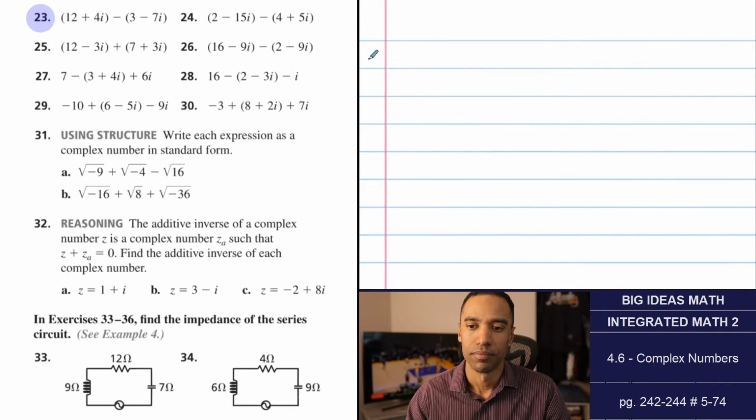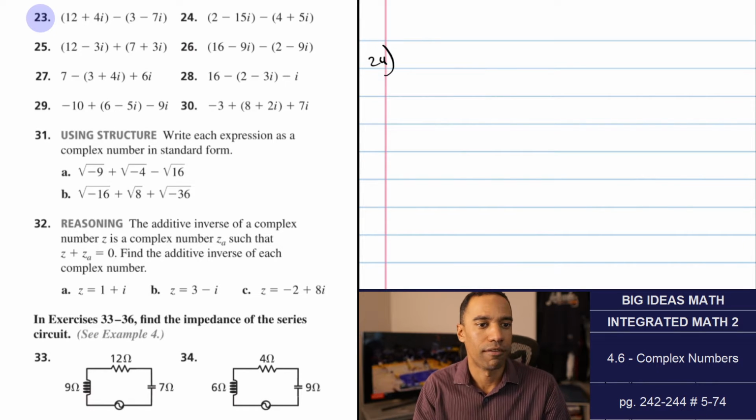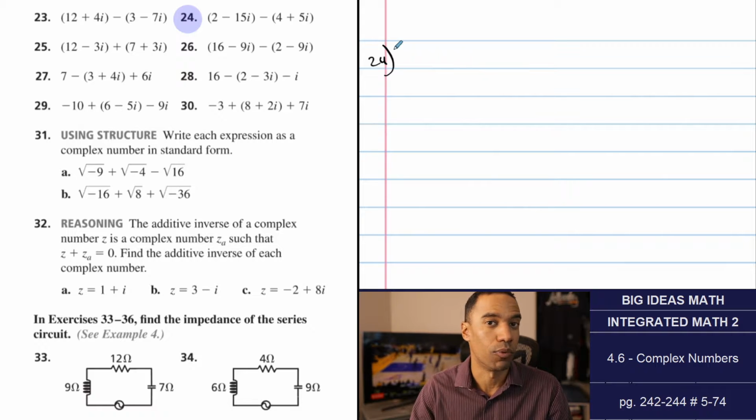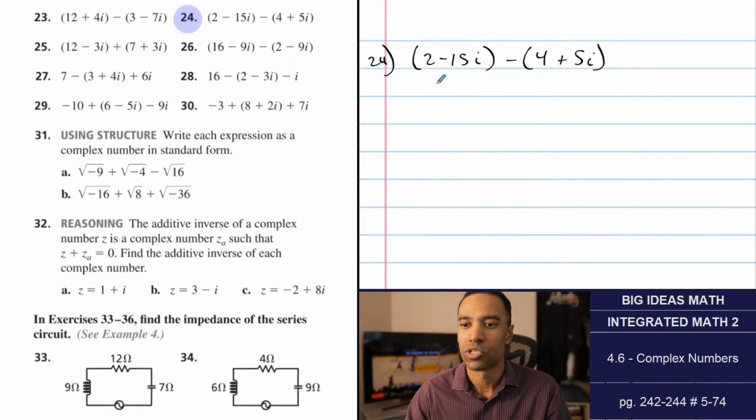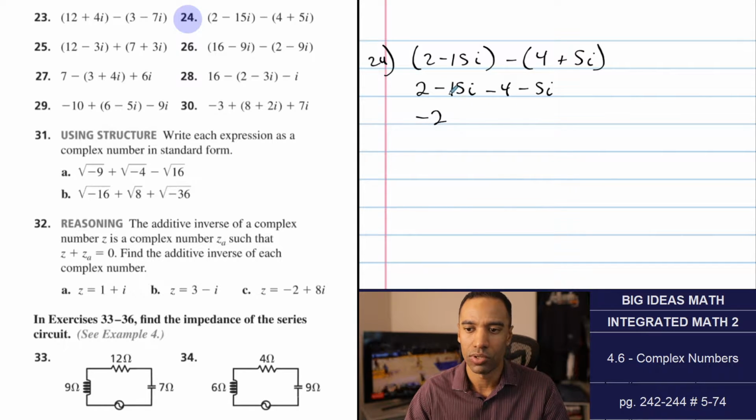Change pages here. 24. We have 2 minus 15i. This is very drill and kill, which is good. The longest part for me is copying down the problem, especially when I have to rewrite it without parentheses, which is, to me, kind of almost a necessary step. You don't want to make a mistake there. So let's rewrite without parentheses. 2 minus 15i minus 4 minus 5i as you distribute the negative. 2 minus 4 is negative 2. Negative 15i minus 5i is negative 20i.